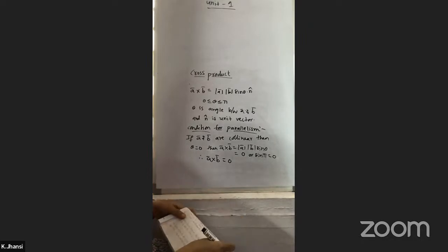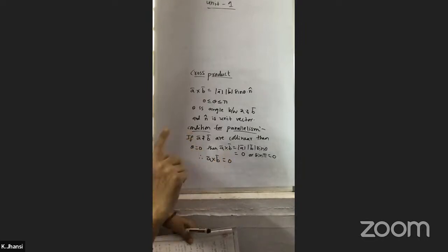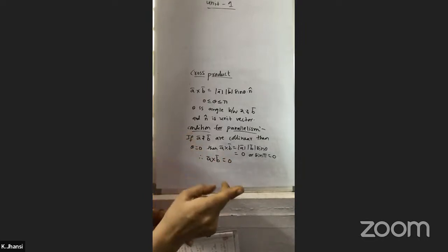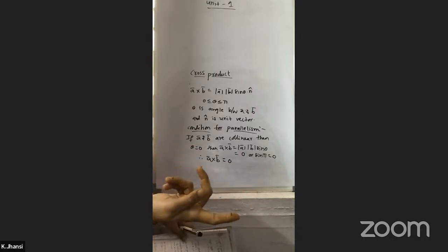And we have seen yesterday that i dot i is equal to 1, j dot j is equal to 1, k dot k equals 1. And if you have different vectors, that is i dot j, you will get 0, or j dot k equals 0, or k dot i is equal to 0.